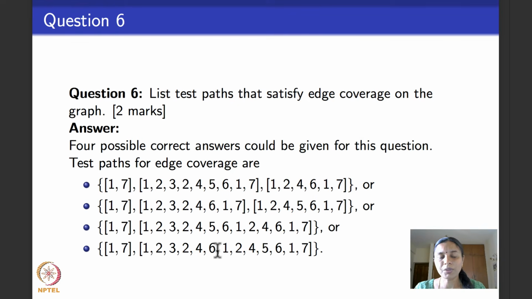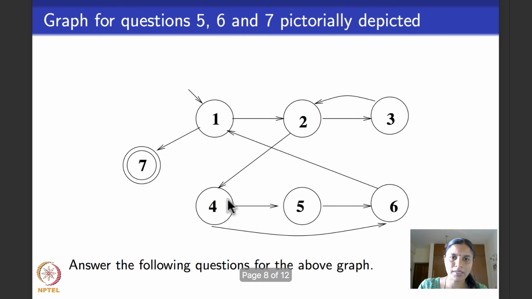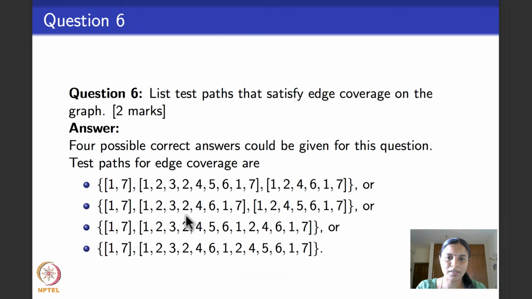And the last two options, I've basically joined them both. I've avoided this repetition of going back to 7 and beginning again at 1. I just go back to 1 and resume from 2 again. So what I have done, just to trace the path here, is 1, 2, 4, 5, 6, 1, 2, 3, 2, 4, 6, 1, 7. That's this one long test path that's here.